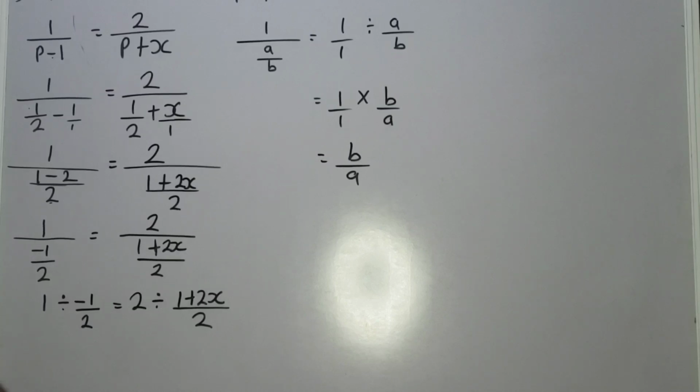So for this, I'm going to have 1 multiply by. Now, if this division sign changes to multiplication sign, this denominator will become the numerator. You understand? So I'm going to have 1 multiplied by 2 whole over negative 1 is equals to 2 multiplied by 2 whole over 1 plus 2x. Do you understand? If you didn't understand, kindly listen to the explanation again, okay?